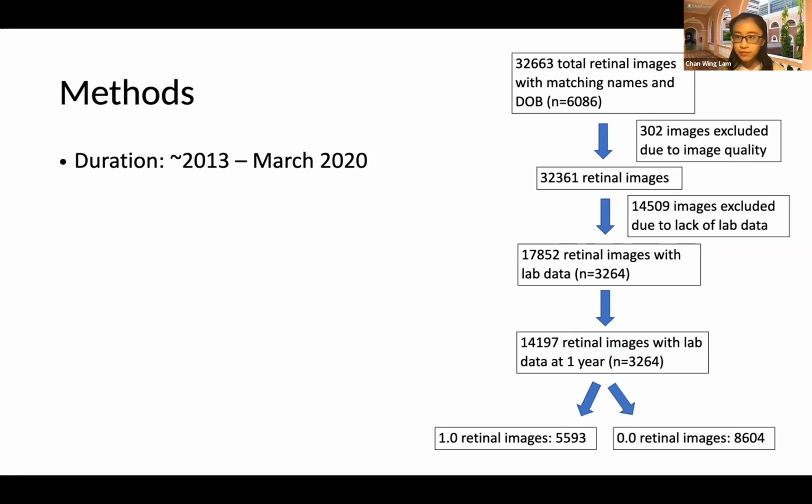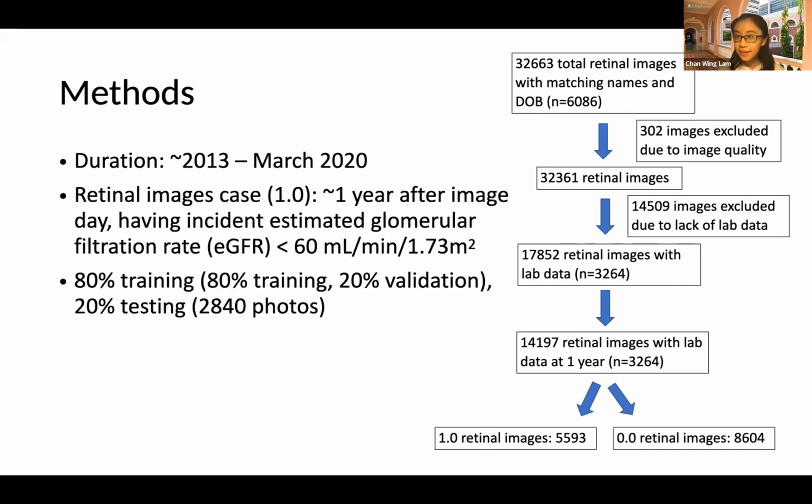So as you can see on the right, we had to exclude some images due to quality issues, some due to a lack of lab data. And we ended up having 14,000 labeled images. We labeled them into zeros and ones. And what does that mean, right?